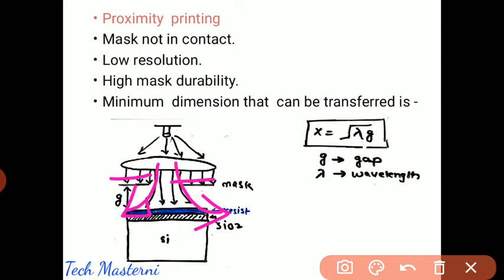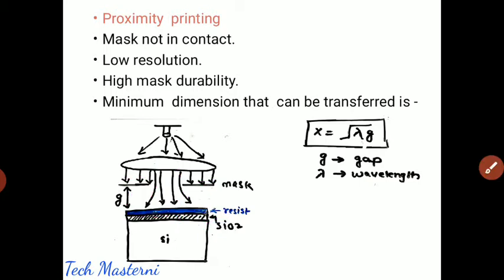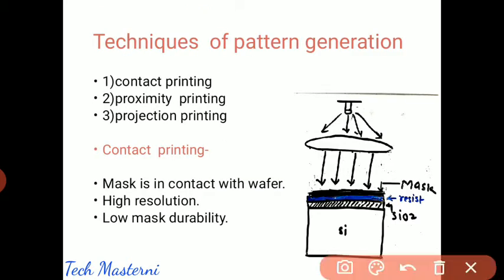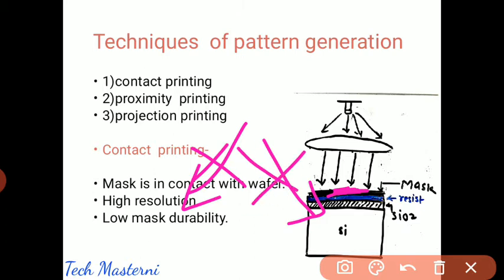So instead of opening this much amount of window, now we have opened this much amount of window. In this way the photoresist resolution will be less. So if you place our mask above the resist itself, there is no spreading of light. Light cannot spread. So this is why there is a high resolution.